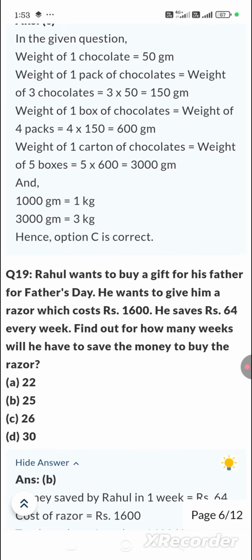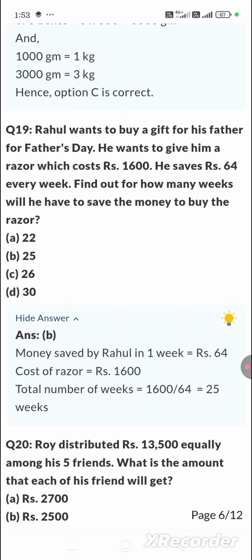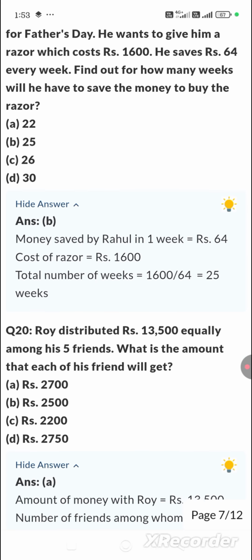Rahul wants to buy a gift for his father for Father's Day. He wants to give him a razor which costs rupees 1600. He saves rupees 64 every week. Find out for how many weeks he will have to save the money to buy the razor. Money saved by Rahul in 1 week is rupees 64. Cost of razor is 1600. Total number of weeks is equal to 1600 by 64, that is 25 weeks. Answer is option B.